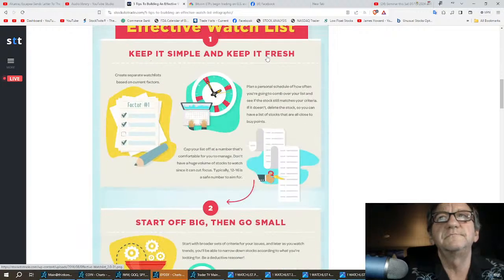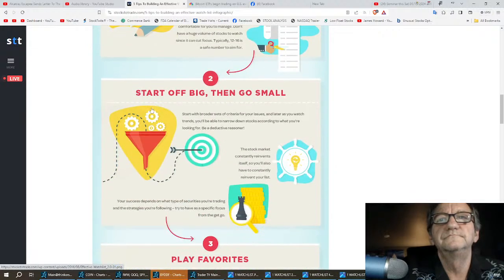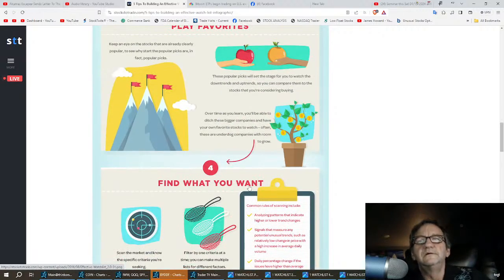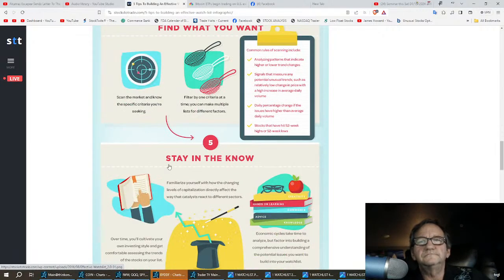Keep it simple and keep it fresh. Start off big and then go small. Play your favorites. Find out what you want and stay in the now, which I think is the #1 rule. And keep it simple and not make it too big. Know where the market is. Being in the now. I think that's probably the most important when you're trimming your watch list. You have nothing but bad news, you might want to get out of that trade.